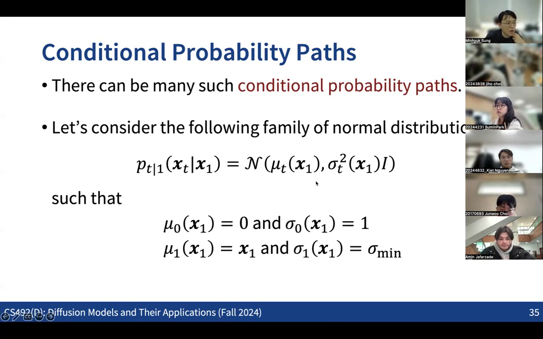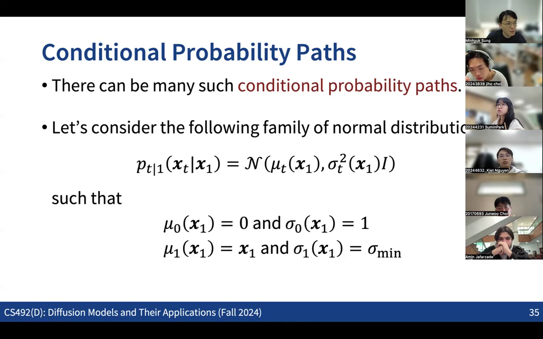So we have some function of the mean here and also a function of the variance here, defined in a way that when t goes to 0, it becomes the unit Gaussian distribution, right? And if t goes to 1, then we have some kind of Dirac delta distribution like this. So we can make any mean function and variance function that satisfies this. It doesn't need to be this specific form of the conditional distribution, but for simplicity, we are going to consider this specific form.